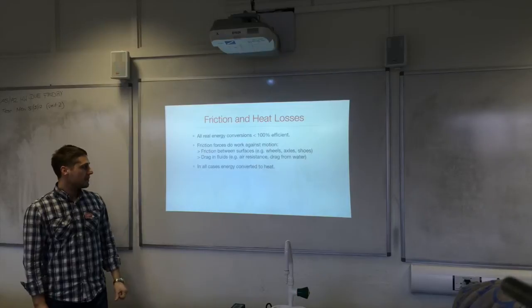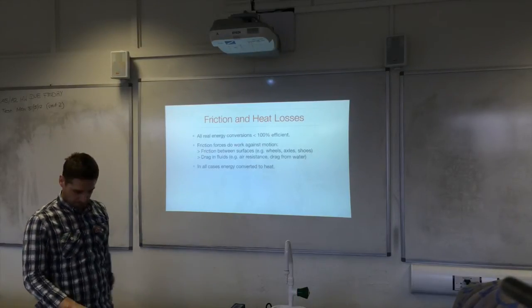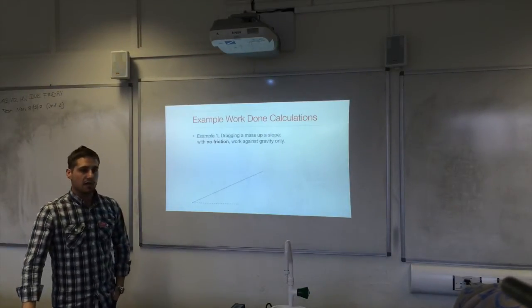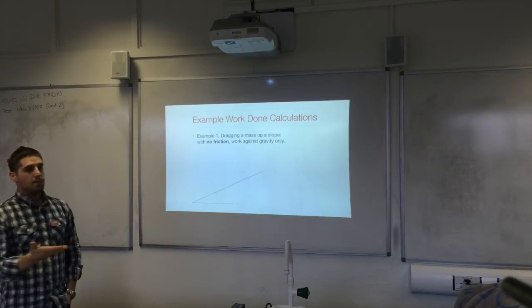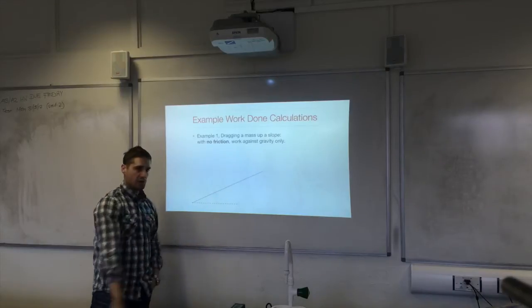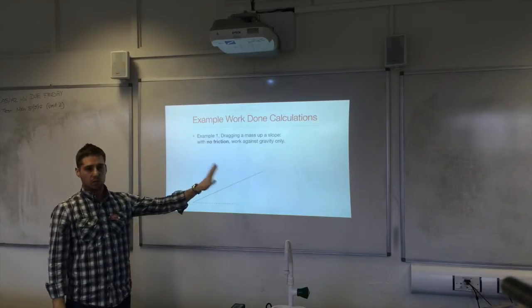In all cases, energy is converted to heat from those. Let's have a look at some example calculations for work done. First one, we're going to drag a mass up the slope with no friction. So it's a frictionless surface, frictionless mass. All we're doing is work against gravity.